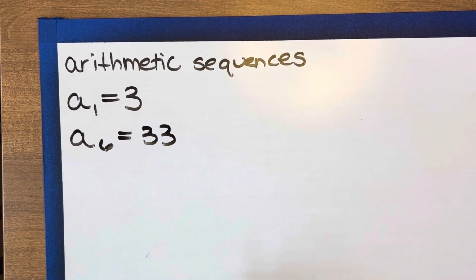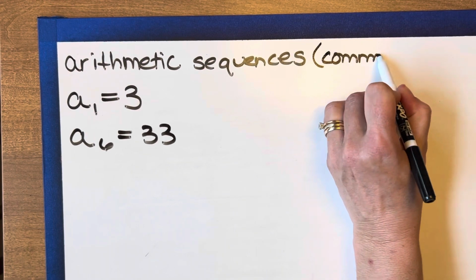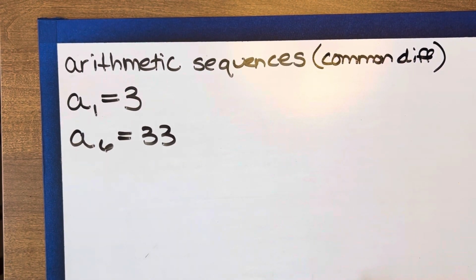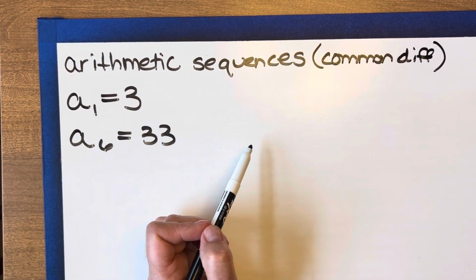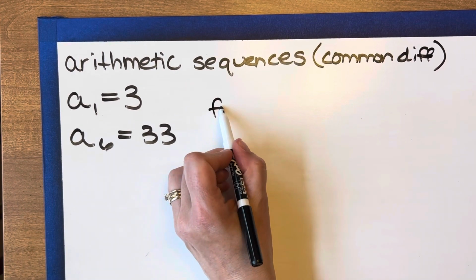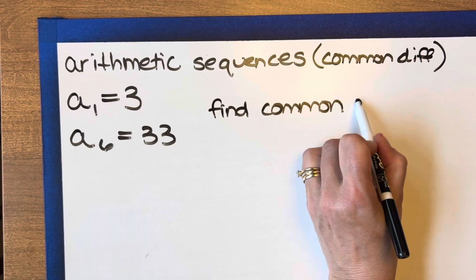So remember that in an arithmetic sequence, the terms are all separated by a common difference. Now this common difference could be a positive number or it could be a negative number, but it's a number that you are adding to get from one term to the next term to the next term. So the first thing that we're going to do with this problem is find the common difference.